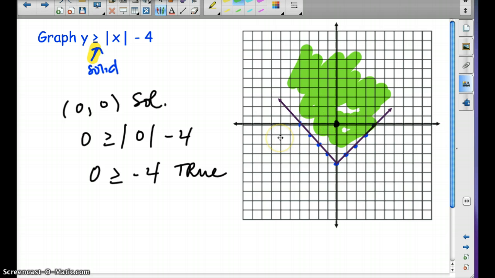So that is how we graph linear inequalities and linear absolute value inequalities. We're taking a step further with the shading and deciding if it's dotted or solid. So come with questions if you have any, and we'll practice this in class tomorrow.